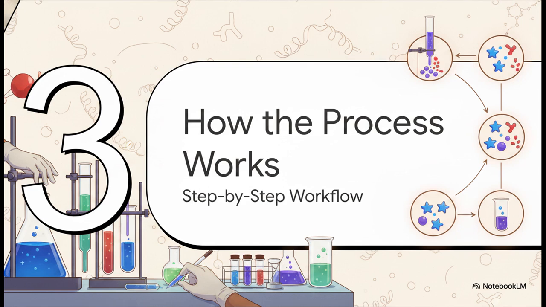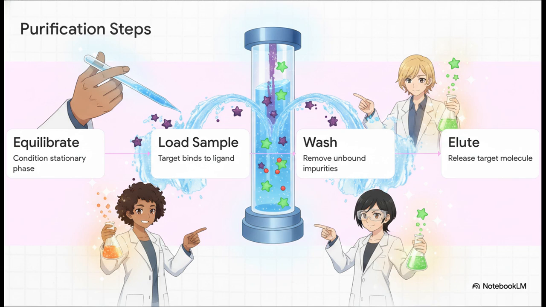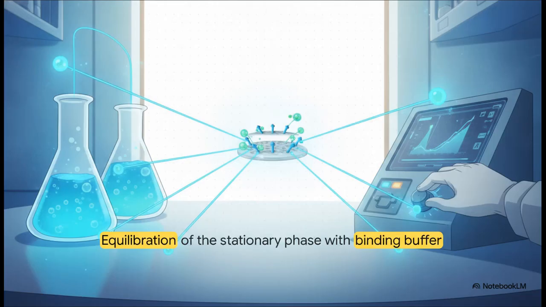Section 3, how the process works. There are 4 main operational phases to take us from that messy biological soup to a perfectly pure sample. First, we equilibrate the column. 2, we load the sample. 3, we aggressively wash away the impurities. And 4, we elute the target molecule. Let's break these down.